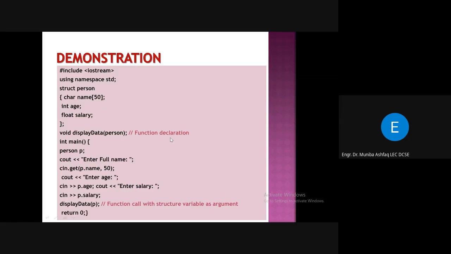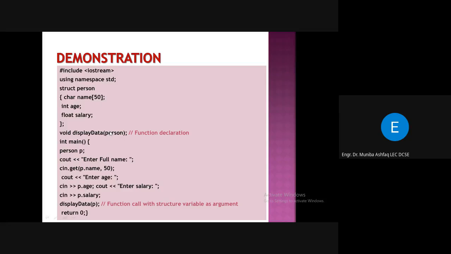Now function declaration. This is the function that we are going to use in our program. So you already know that a function has its declaration, or simply the function prototype, right? Void display data person. Look at this function prototype. Void means that the return data type of this function is void. The name of the function is display data, and within the round brackets you have to specify the arguments. So here it says that the argument is of type person.